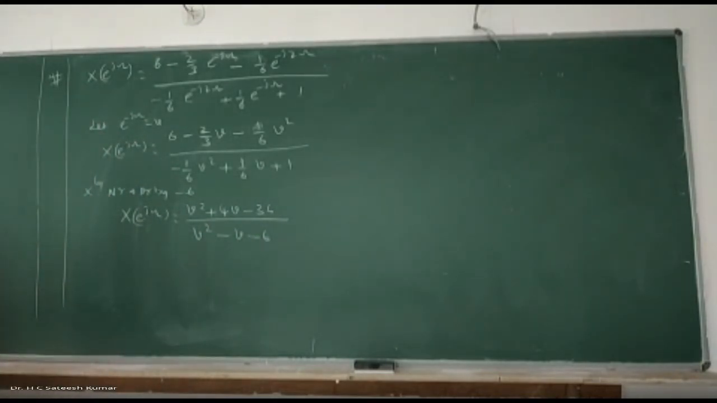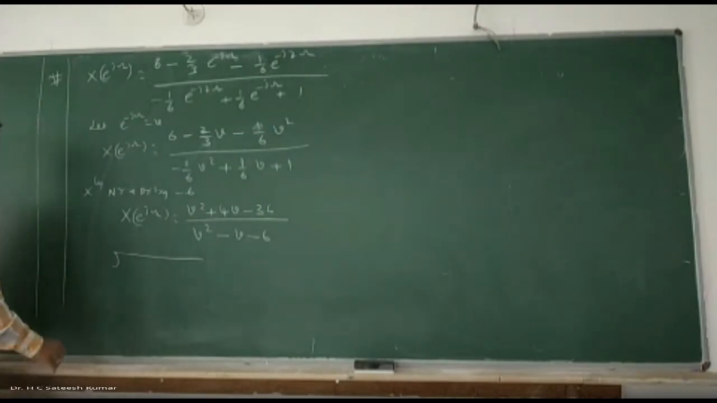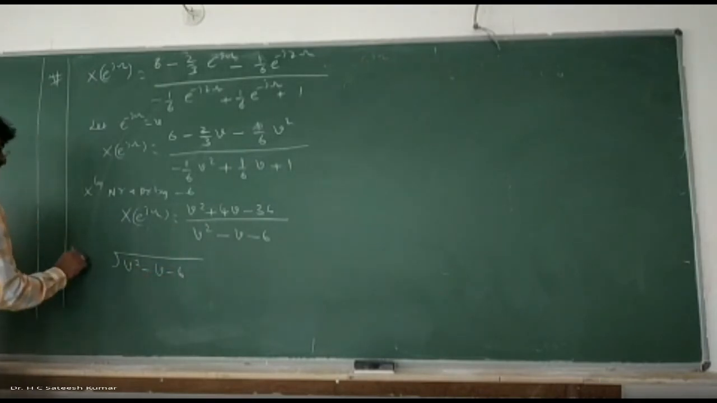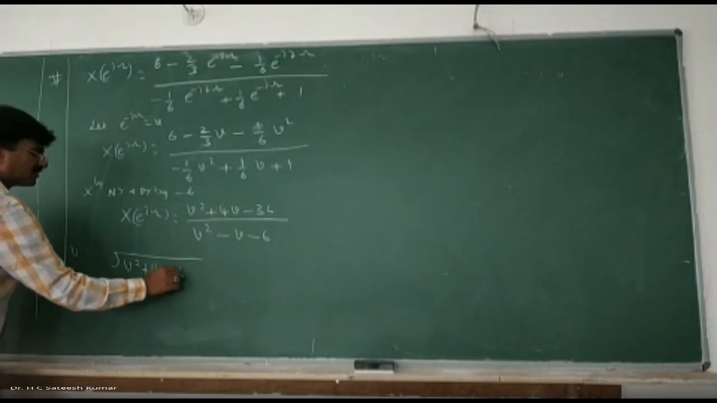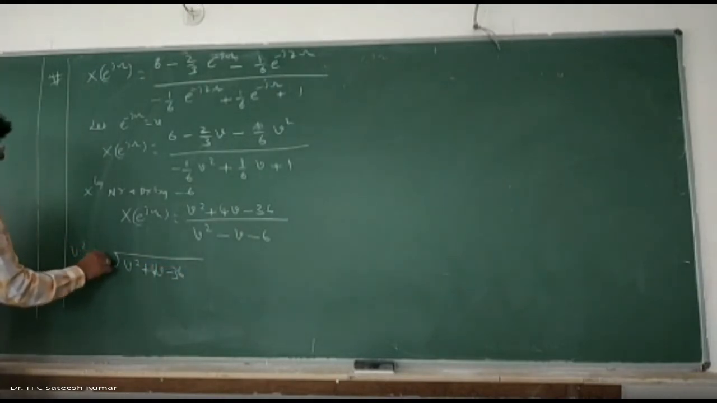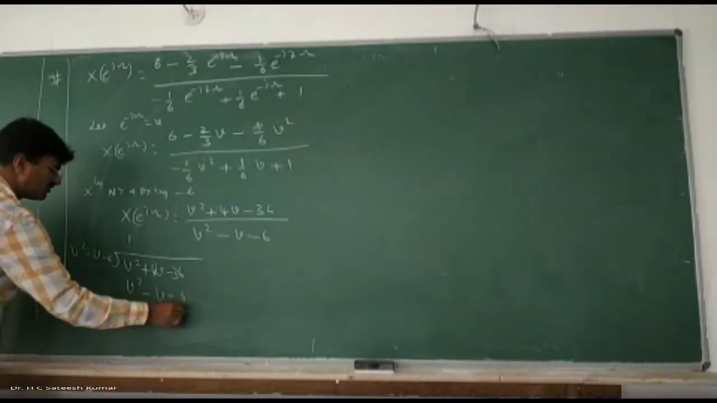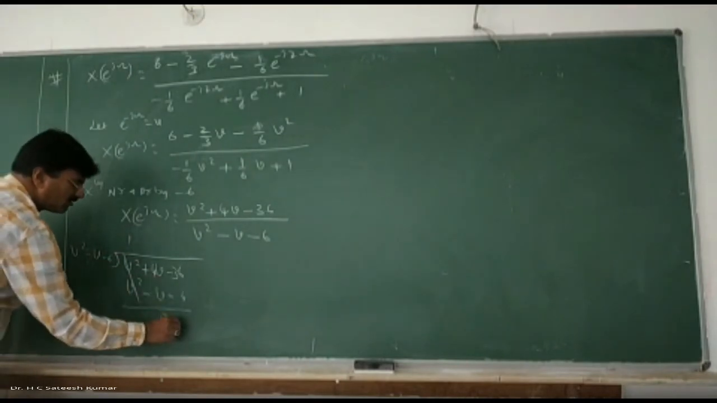Now, I'll have to go for partial fraction. Before going to that, the condition is what? The numerator power should be less than the denominator power. Therefore, divide this at least once so that the numerator power is less than the denominator power. v squared plus 4v minus 36 divided by v square minus v minus 6. One time v square minus v minus 6. This gets cancelled. What will you get? 5v and minus 30.